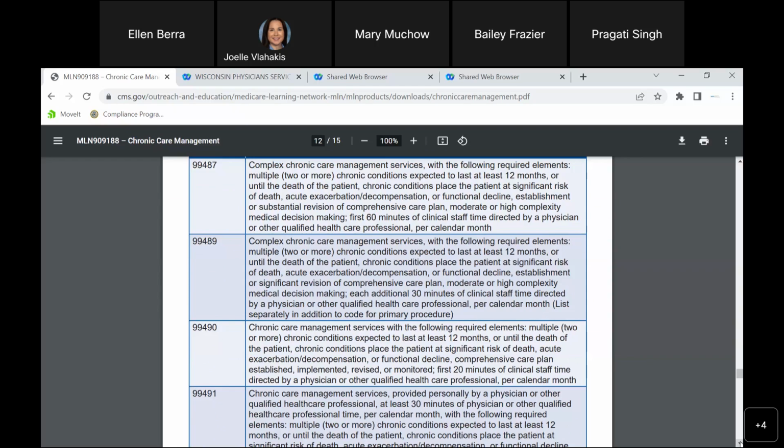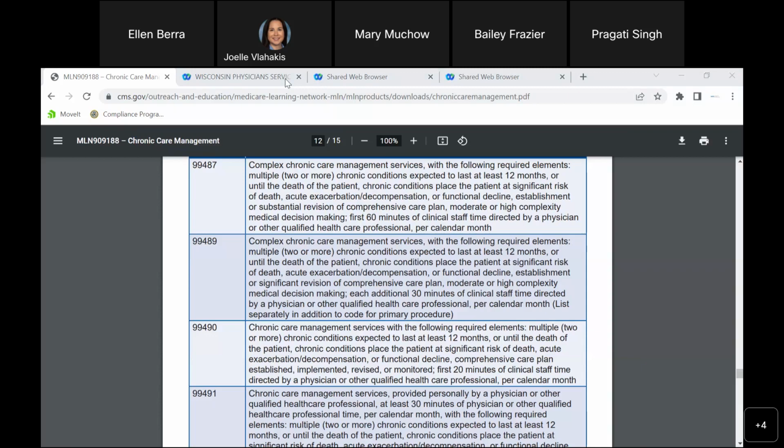Just a reminder also, for the times that are listed within these procedure codes, it is the full time that's listed. So for an example, the 99487 is the first 60 minutes. It has to be 60 minutes. The 99489, you cannot bill that procedure code until you hit 90 minutes. And then, of course, for multiples, you would go up from there.